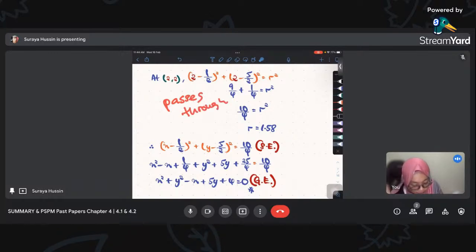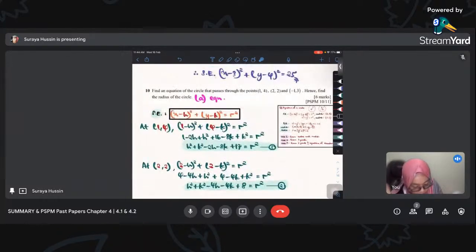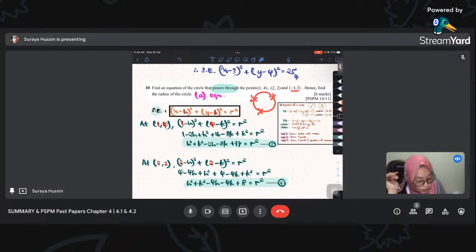Dalam soalan ada passes through. Passes through ni sentiasa famous. Sentiasa akan ada. Passes through means the point pada circle itu ada point A, ada point B, point C. Sebab itulah kita kena masukkan point-point ini ke dalam equationnya. Equation apa? Equation of circle lah. Equation of circle yang mana? Sama ada standard ataupun general. Up to you guys. Okay?